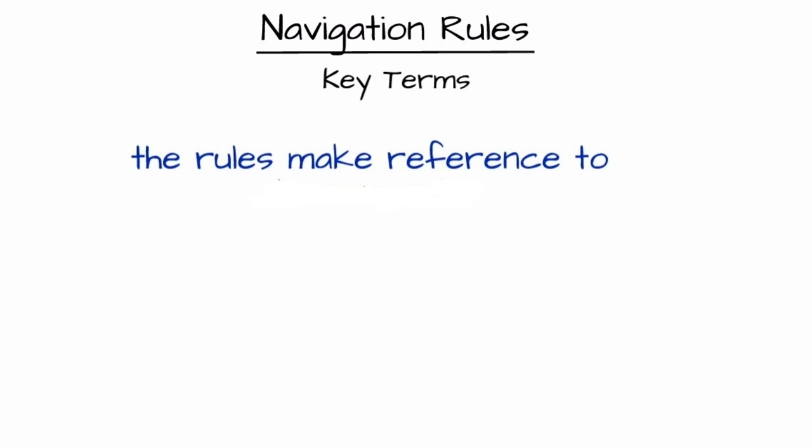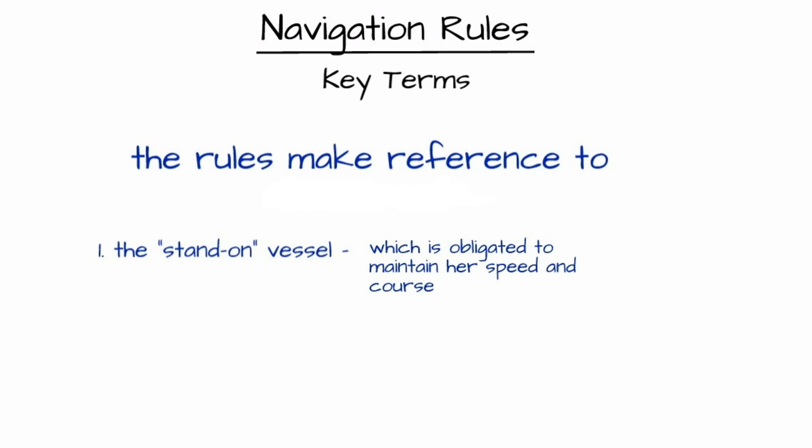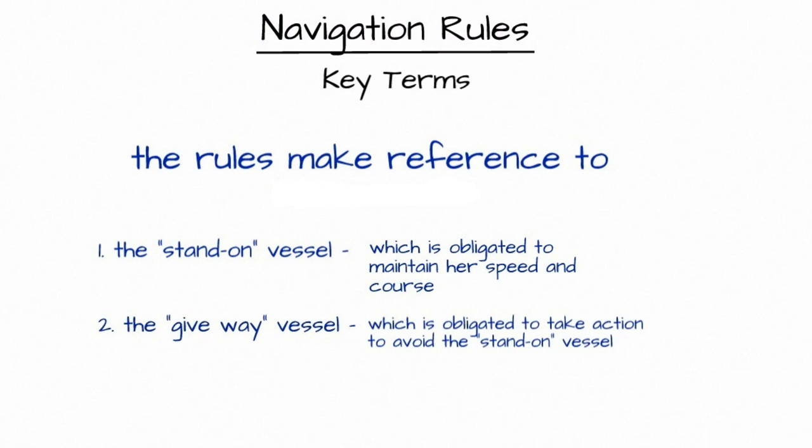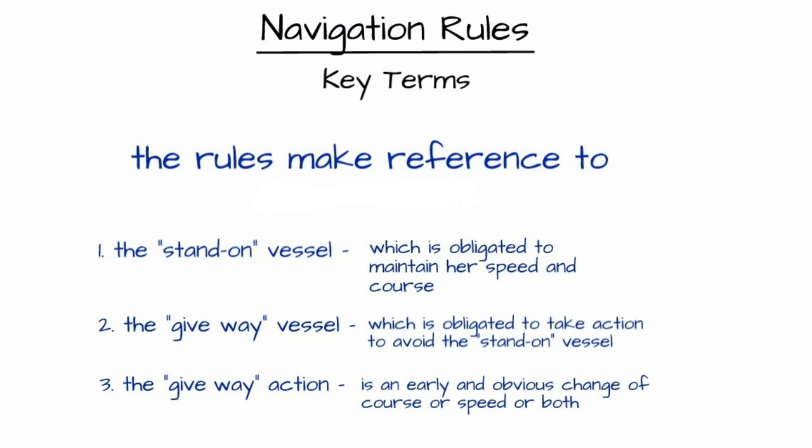So let's take a look at some of the key terms used in the navigation rules. The first is the stand-on vessel. The stand-on vessel is obligated to maintain her speed and course. The second is the give-way vessel. The give-way vessel is obligated to take action to avoid the stand-on vessel. And finally, what action is the give-way vessel obligated to take? That action is an early and obvious change of course or speed or both.